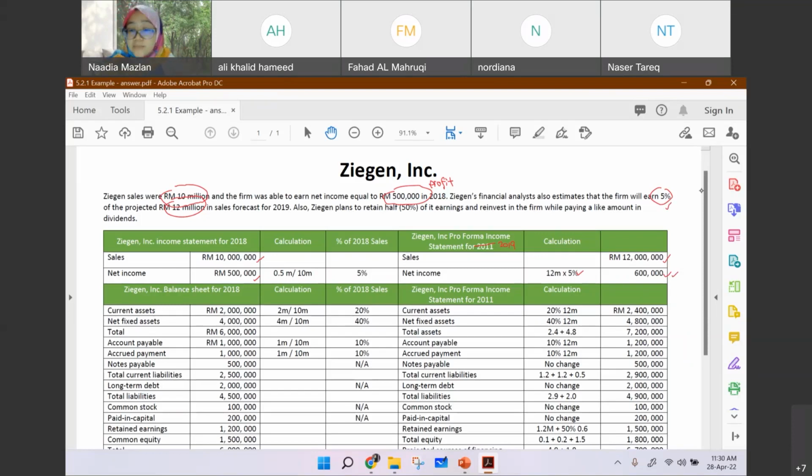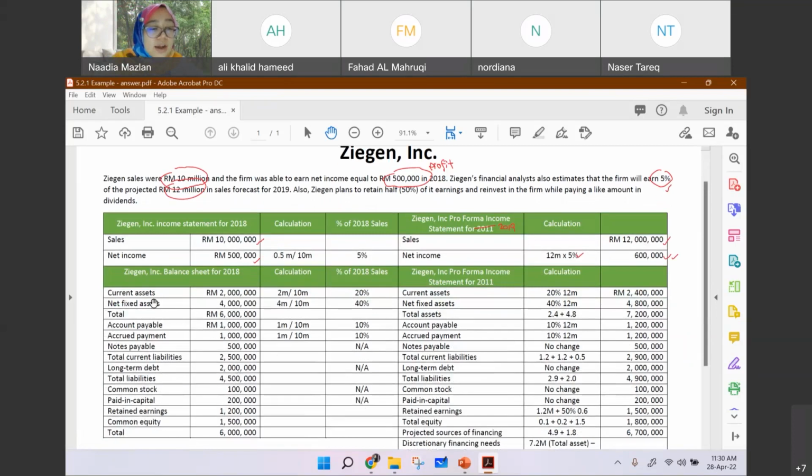Now we are going to the balance sheet. The balance sheet is the first thing that we see. You have to look at this one first. So current assets, let's say notes receivable. Sometimes I get confused about that as well. So you've got 2 million. In order for you to find the percentage of sales, you have to ratio it back to the sales. So 2 million divided by 10 million, your percentage is 20%.